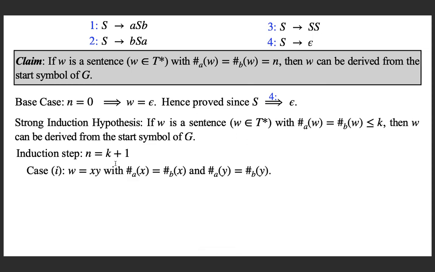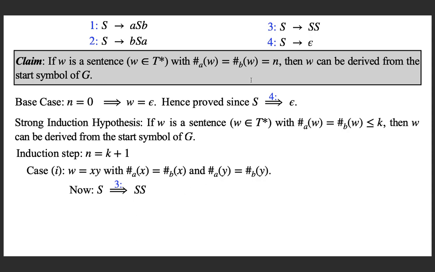Now you consider case 1, where W is of the form xy. From the previous lemma or subclaim, we know that W can be of three forms: xy, or a x b, or b x a. Here is the first case, when W is of the form xy. Then we can derive W like this.